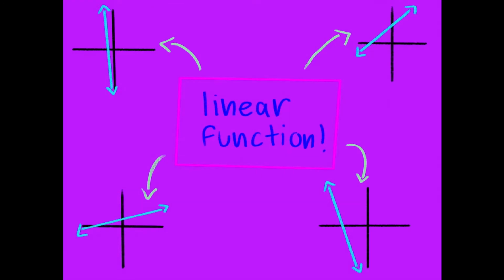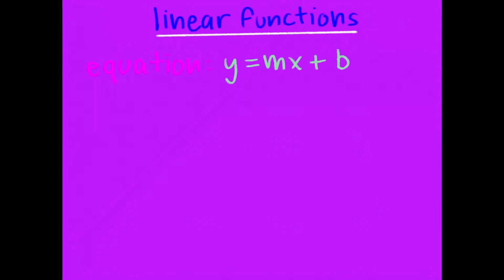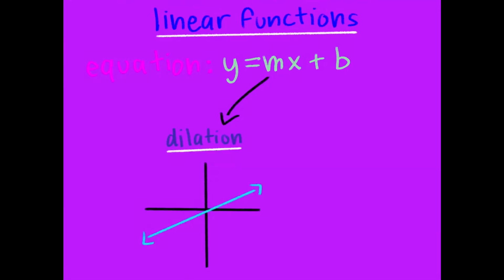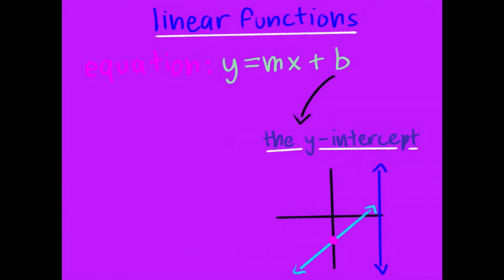Our first type of function is a linear function. The equation for a linear function is y equals mx plus b. M controls the dilation of the function, and b controls the y-intercept.